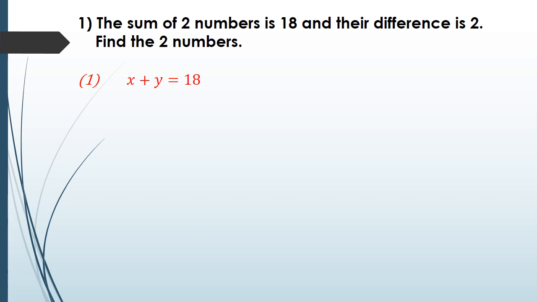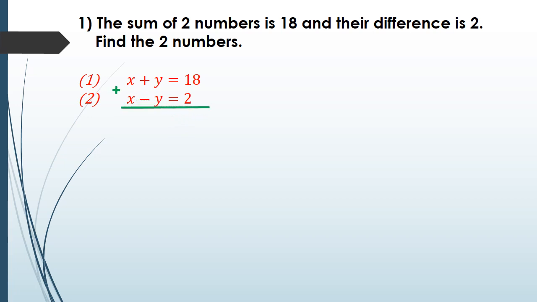And then their difference is 2. Difference is the answer of subtraction, so x minus y equals 2. This is the second equation. Now to be able to find the value of x and the value of y, I have to solve the simultaneous equations. One of the methods that you learned is to solve by using elimination. If you look here at y, the first equation is positive 1y, the second one is negative 1y, the same coefficient, different signs, so I can add the two equations.